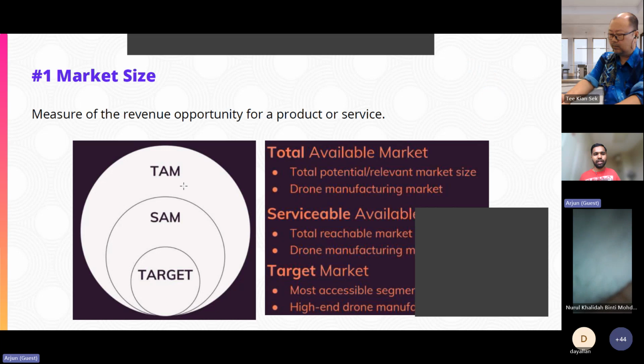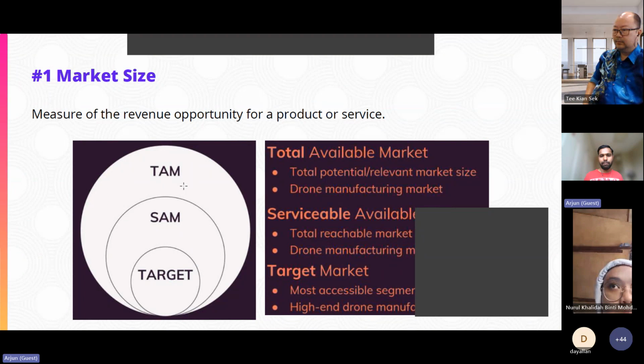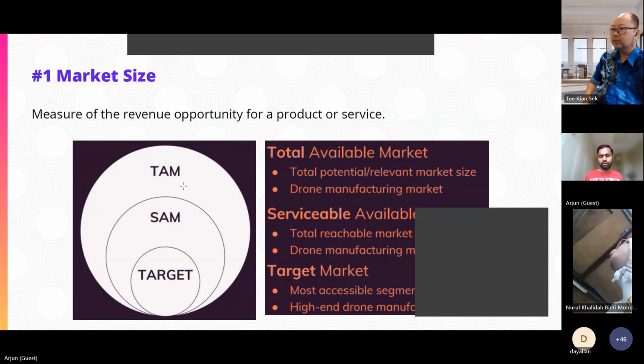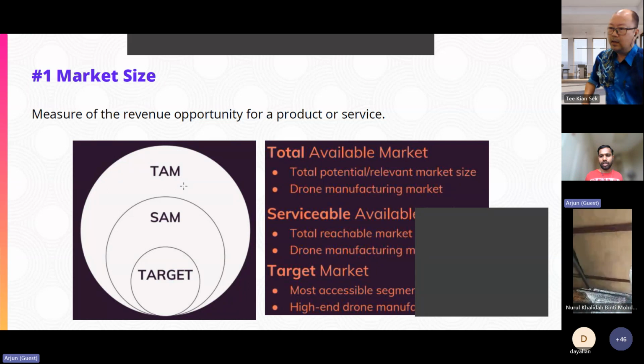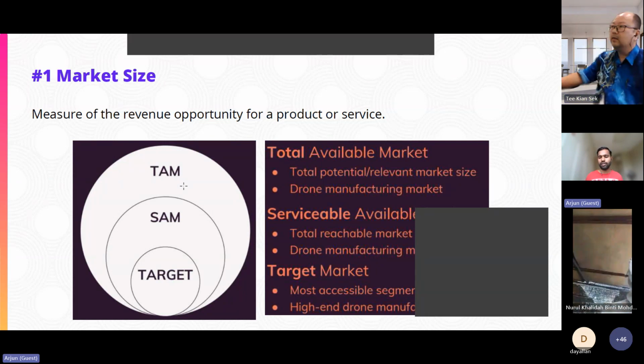So basically, market size is the overall total measure of the revenue opportunity of the product that you are trying to build. So if you are building, for example, a wireless mouse, how many people will buy this wireless mouse globally? That is called the total addressable or total available market. What is the global potential?